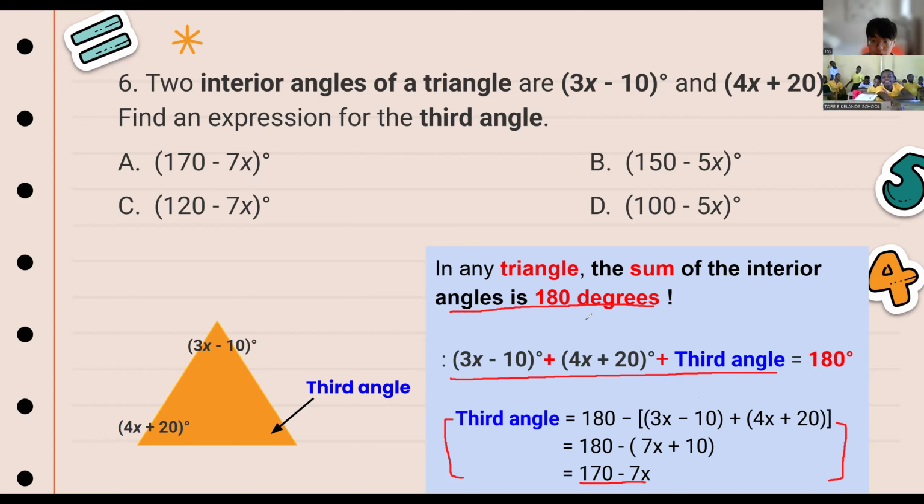Please, can you go back again? Okay, yeah, I can go over it again. So if you have a triangle and you have three angles, right? You have three angles in a triangle. If you add all these angles together, then it equals 180 degrees.